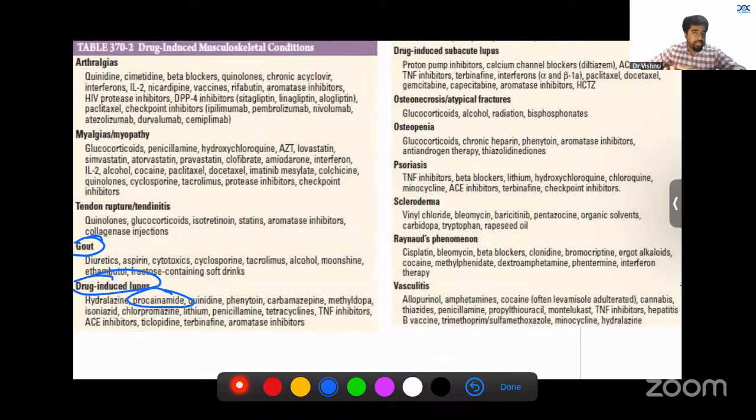Obviously they may not ask you this in general medicine, but this particular list is very important for gout, drug-induced lupus, tendon rupture, especially quinolones, very important, isotretinoin, very important, statins can cause, aromatase inhibitors can cause. They've been asking from this table for a long time, like the last 5-6 years. So if anything comes from this, you should expect that yes, I should have read that, right?